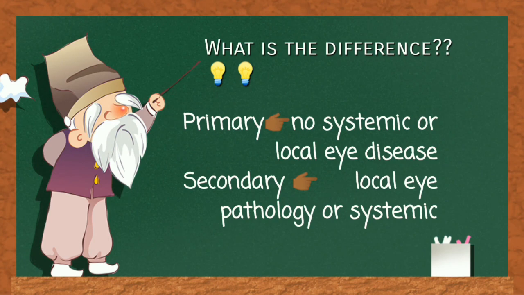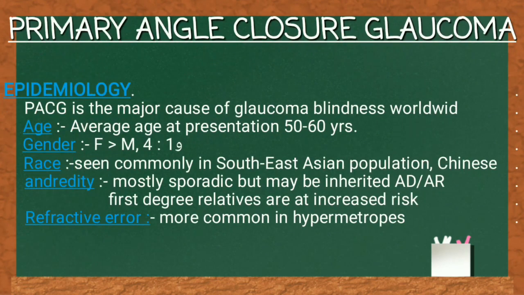inflammation like uveitis, or pigment dispersion syndrome, or pseudoexfoliation glaucoma, in which there is a deposition in the trabecular meshwork of material produced by the epithelium of the lens, iris, and ciliary body. We will focus in this video on primary angle closure glaucoma.